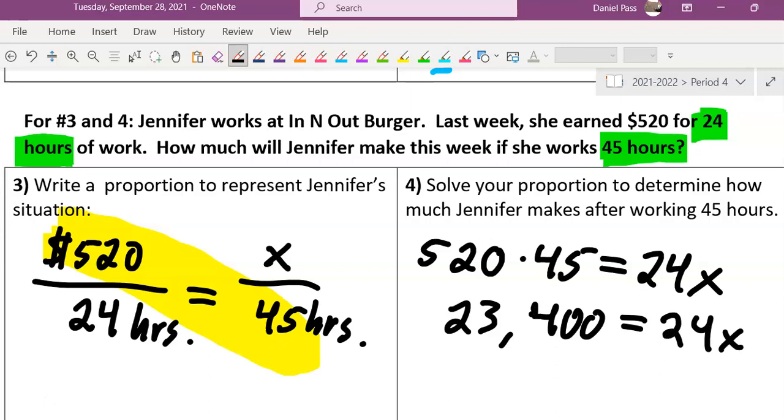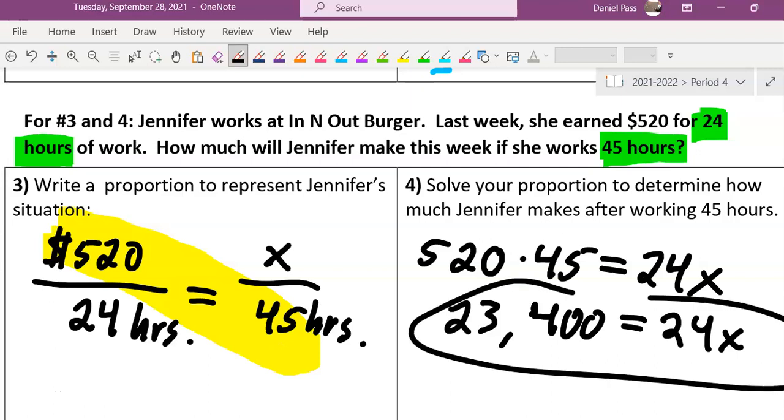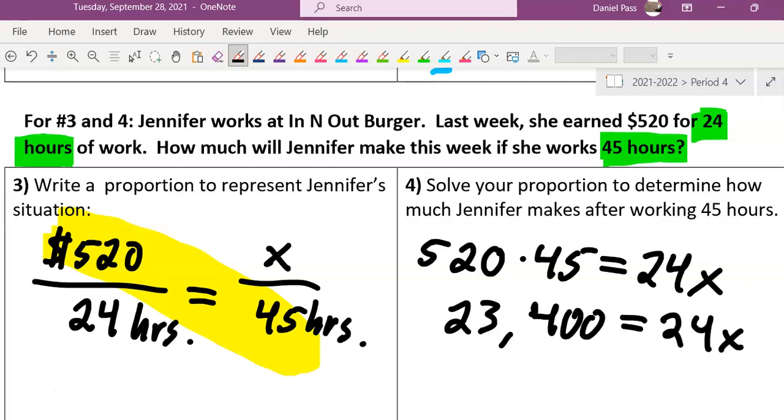Now what? We do 520 times 45. We already did that. That gave us this. Our last step is division. Yes, division. So what do we divide? 23,400 by 45. Not 45. Look here. Divided by?